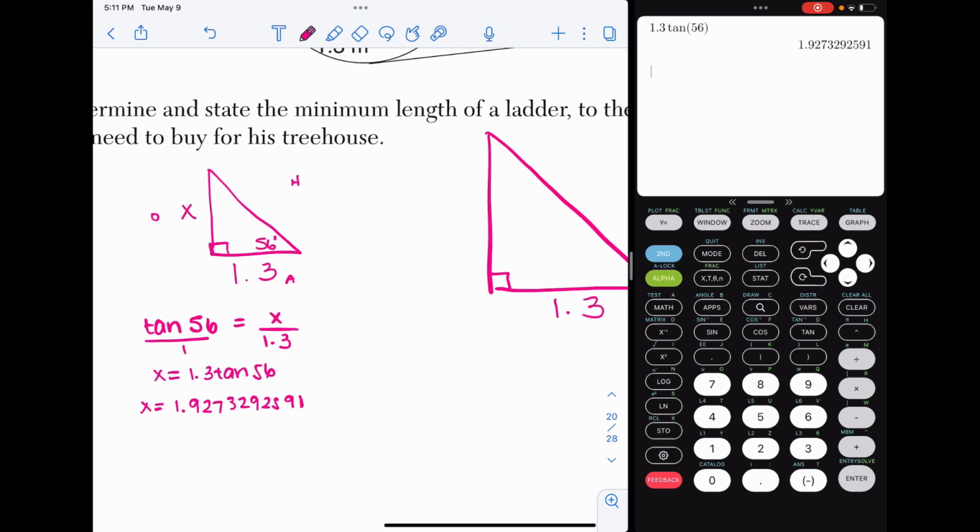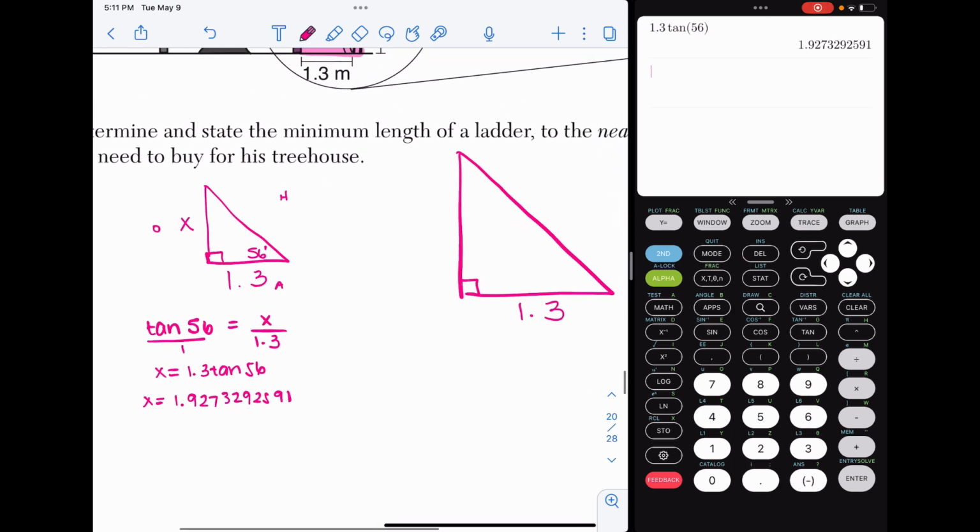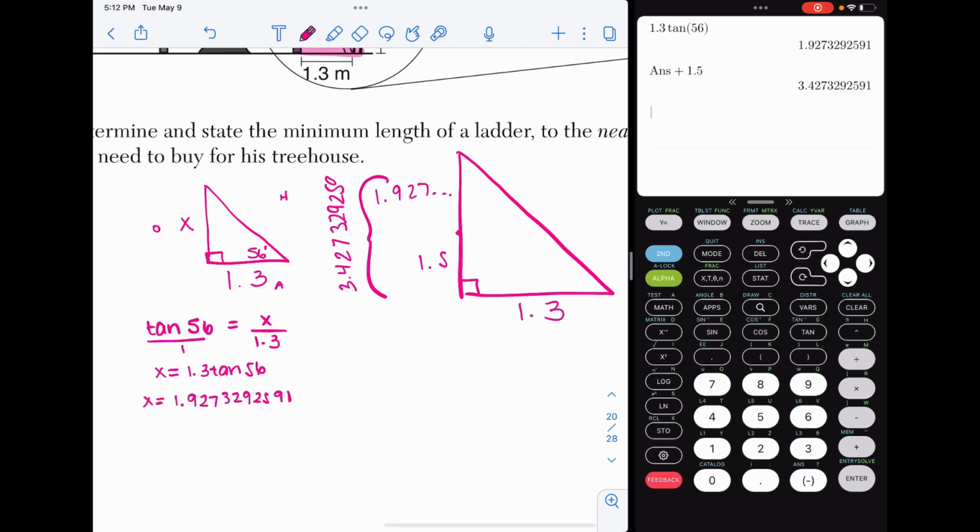Here's how this helps. If you look at the big triangle in the picture, we know that this part, the bottom part, is 1.5, and now we know the top part is the 1.927, and so on. So we can now figure out the length of that whole side if we add the 1.5 and that value together. So that comes out to be 3.42732925991.